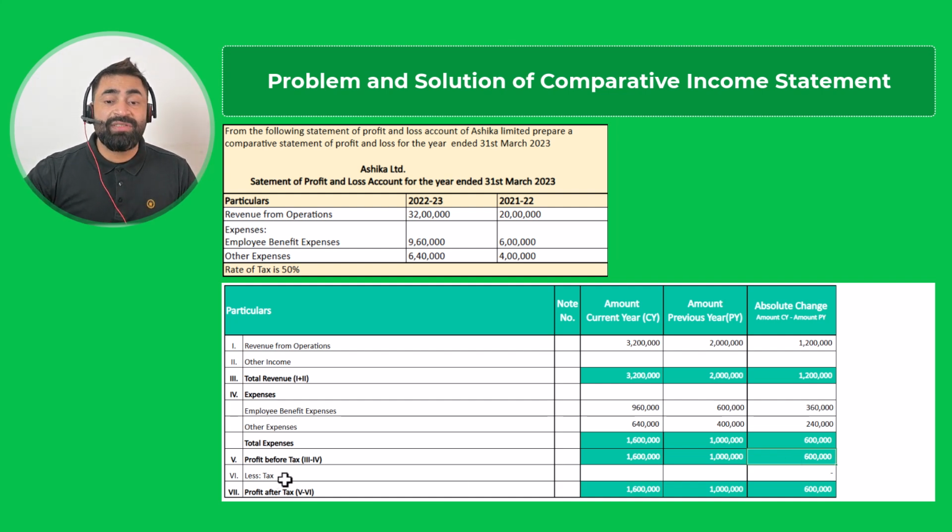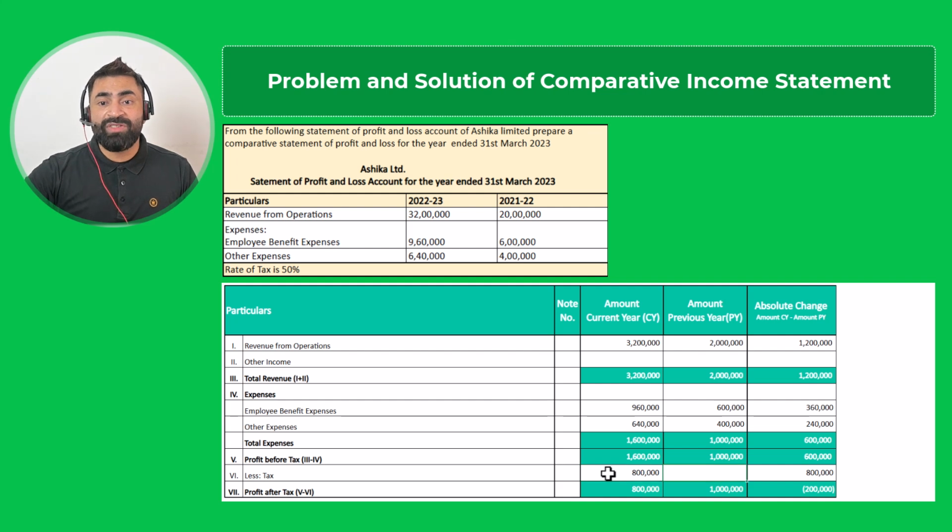So as per the question, tax is 50%. The rate of tax is 50%. 50% of what? 50% of profit before tax. So profit before tax of current year is 16 lakhs. 50% of that would be what? 8 lakhs. Yes. So this is our tax for current year.